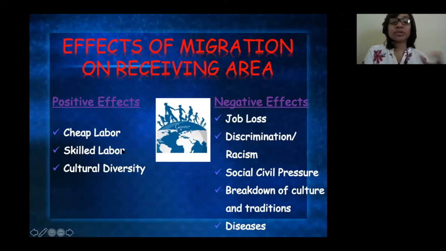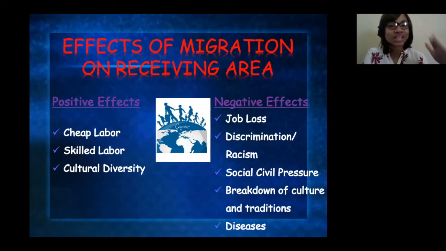Okay? We talked about skilled labor as it relates to brain drain in your source areas. Now the receiving areas are accumulating a whole lot of different skills, a whole lot of new brain power coming in. Okay? They're taking all the nurses, they're taking the doctors, the lawyers, they're taking the engineers, okay? Coming into these different developed countries.